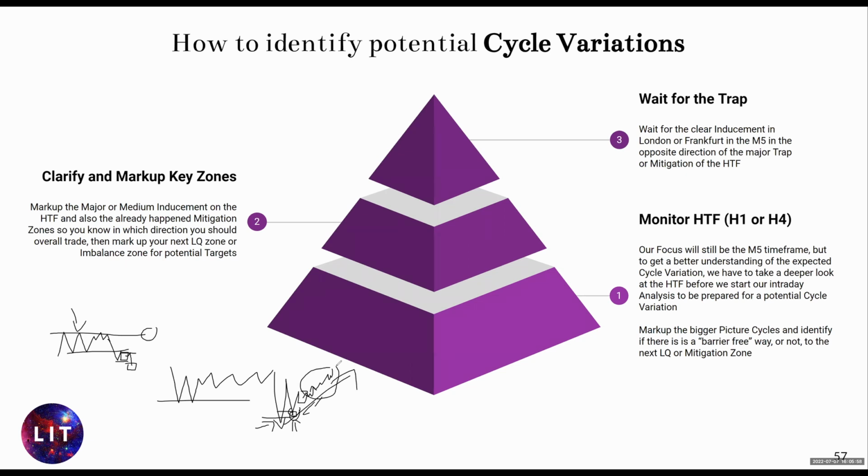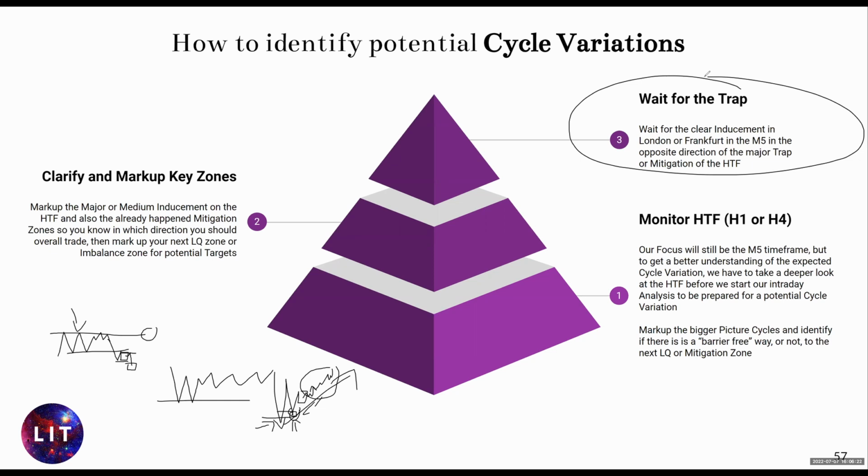So that's how you have to mark up or mark out all these liquidity zones and mitigation zones beforehand, so we have a better understanding of what to expect from an intraday perspective. And then the most important point also, wait again for the trap. That's why the M5 comes into place again. So we find our proper entry opportunities, our cycle plays of what's going on.